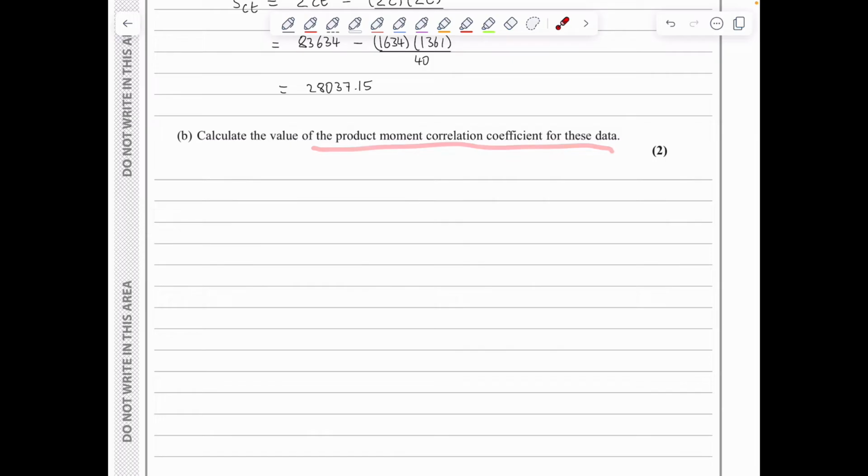In B, we need to calculate the value of the product moment correlation coefficient, and we know that the formula says that the r, the PMCC, is given by SCT over the square root of SCC times STT. So in our case, we've got SCT to be 28,037.15 over the square root of 28,732.1, which is the SCC that was given, times the 36,564.975 that we found in part A. So if we plug this on the calculator, we get an answer of 0.865, correct to 3 significant figures.